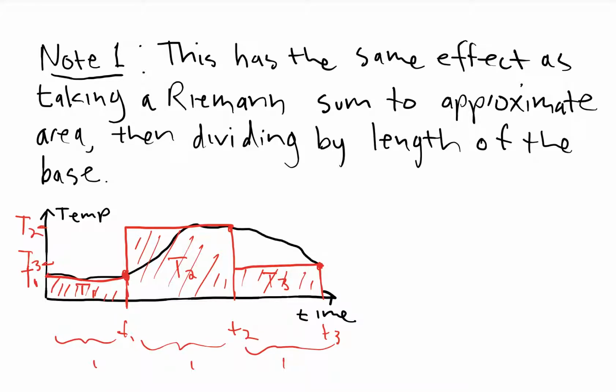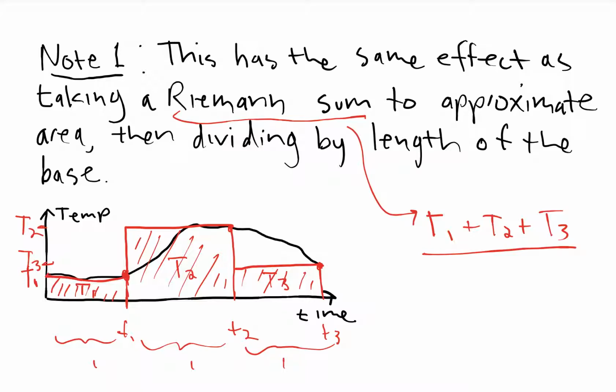So, if I'm taking a Riemann sum, that's adding up all of those areas of rectangles, so I'll get T1 plus T2 plus T3, and if I'm dividing by the length of my base, well, the length of my base is just going to be 3. It's the same thing that we did above, except now I'm interpreting it in terms of calculus. Now, part of the reason that I want to interpret this in terms of calculus is I want to know how to make my number better, right? This is just an approximation.